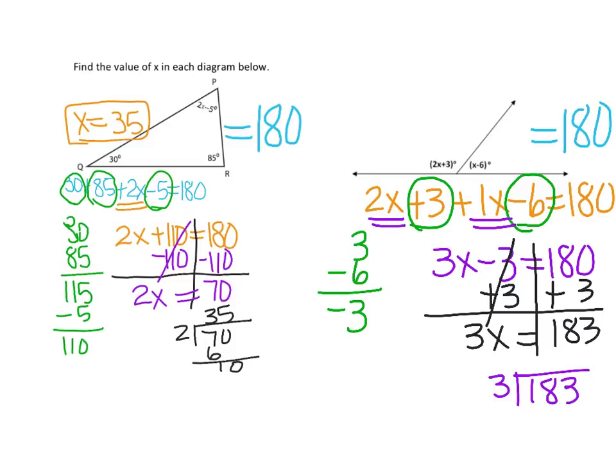3 divided into 183. 3 can divide into 18 6 times, and that's a perfect match for 18. And then I drop down this 3 I have left over. 3 goes into 3 one time. Therefore, on this example, the missing value, x equals 61.